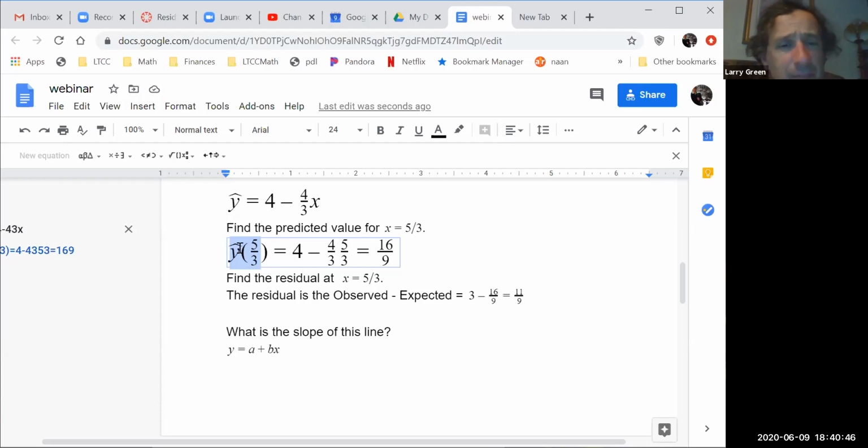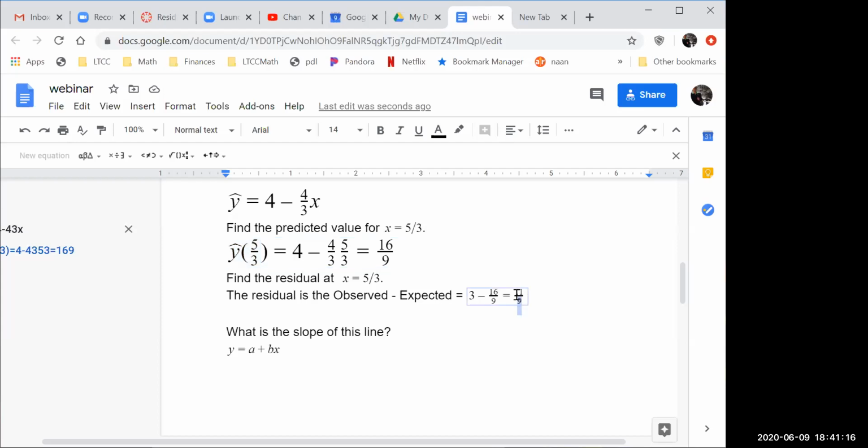So don't worry too much about that. More importantly is you know how to plug in 5/3 and then do the arithmetic. And that for residuals, when it says observed minus expected, that means for the observed you have to go find the point and look for its y value. And for the expected, you have to plug the value of x into the equation, subtract, and that'll give you the residual. Any questions on that?